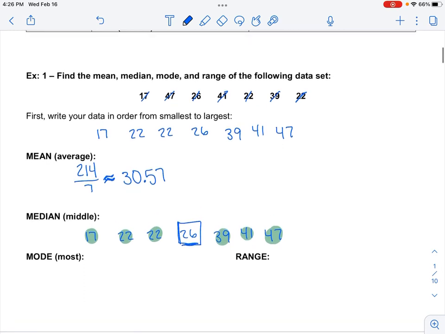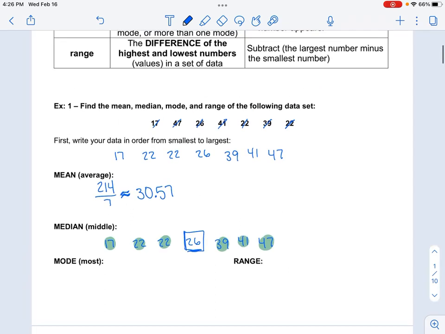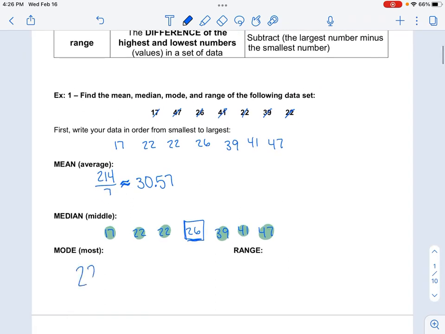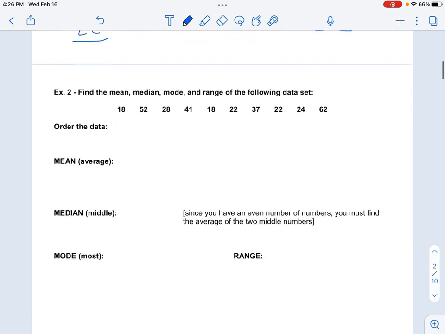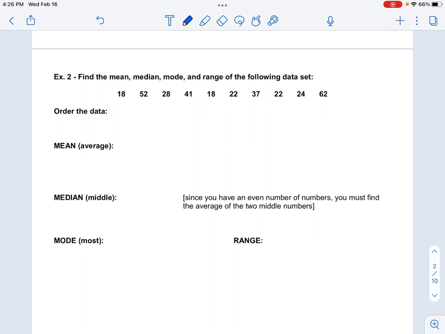And then the mode, this is the number that shows up the most. In this case, 22 shows up twice, so that is our mode. And our range, we just take our biggest number, 47, minus our smallest number, 17, and we should get 30. Okay? So hopefully that's easy enough. Lots of review from the past. We'll go ahead and try another one.